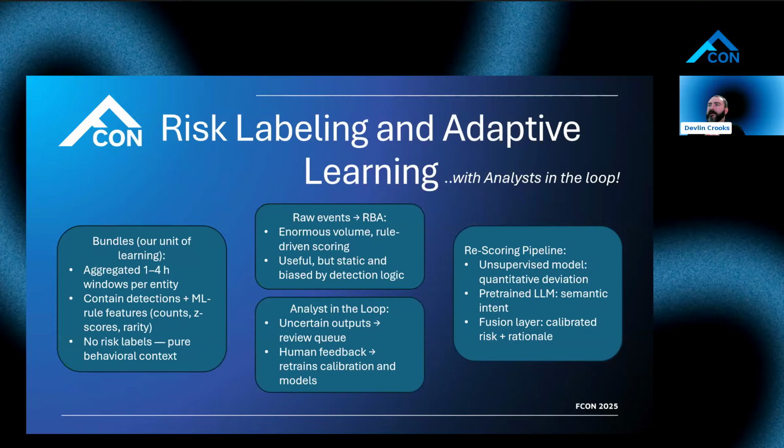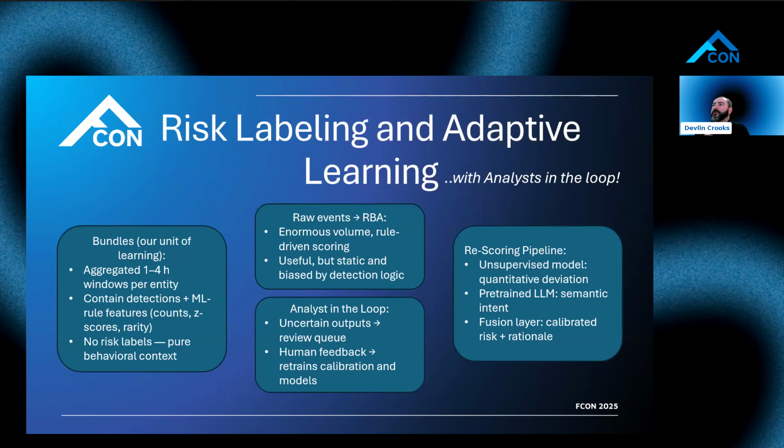So this architecture tackles the gap between numeric anomaly detection and human reasoning. It merges quantitative and semantic intelligence. Let's start with how we actually get to meaningful risk scoring. We begin with our raw events. It's a lot of telemetry our detections rely on. Risk-based alerting already condenses these into risk objects and other alerts, but that layer still inherits detection bias and static weighting.